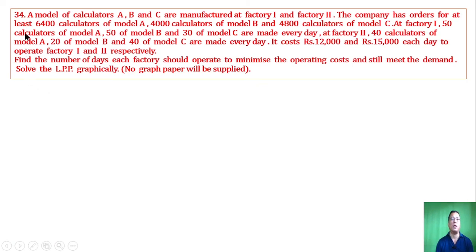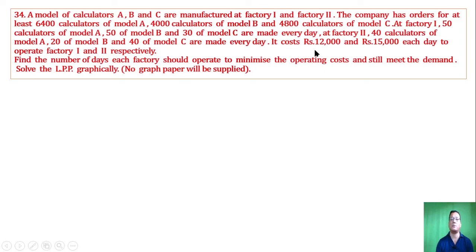Question number 34. Models of calculators A, B, and C are manufactured at Factory 1 and Factory 2 respectively. The company has orders for at least 6,400 calculators of Model A, 4,000 calculators of Model B, and 4,800 calculators of Model C. At Factory 1, 50 calculators of Model A, 50 of Model B, and 30 of Model C are made every day. At Factory 2, 40 calculators of Model A, 20 of Model B, and 40 of Model C are made every day.